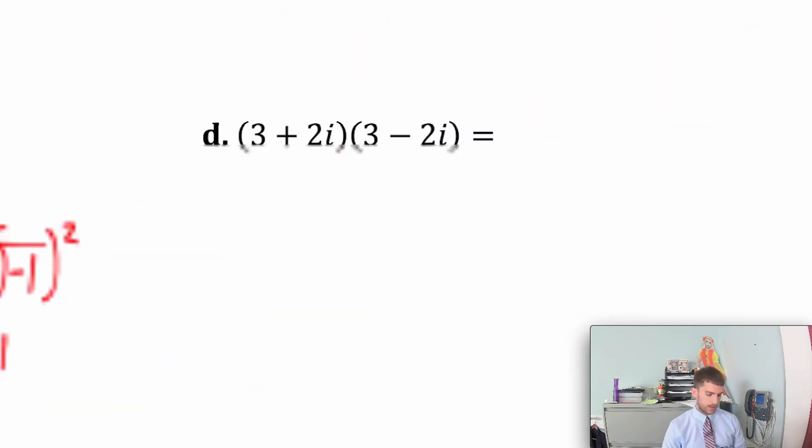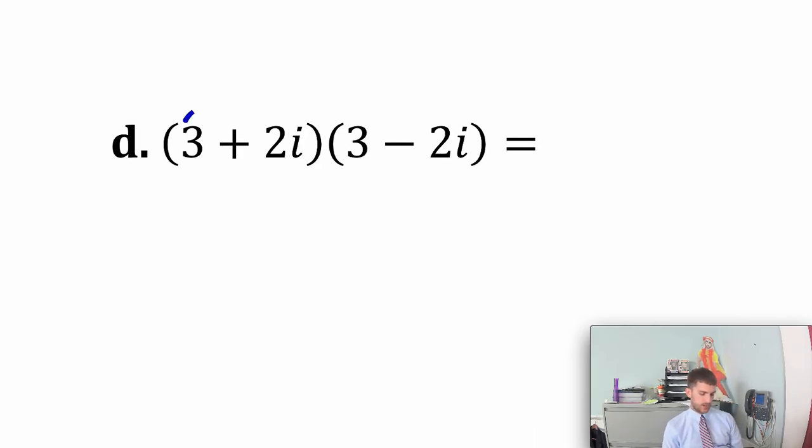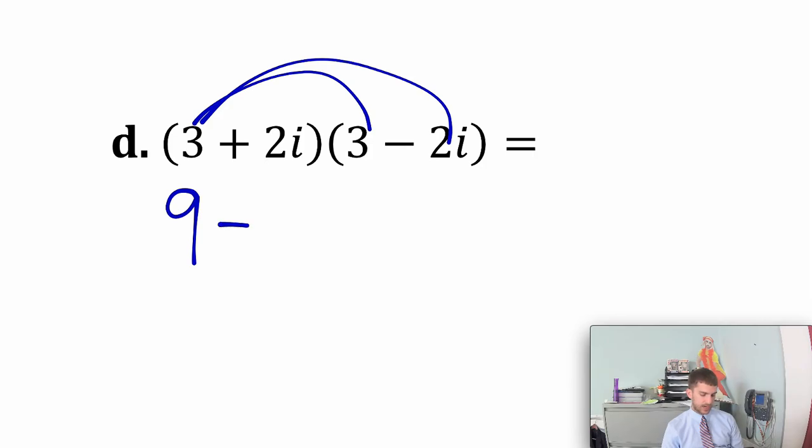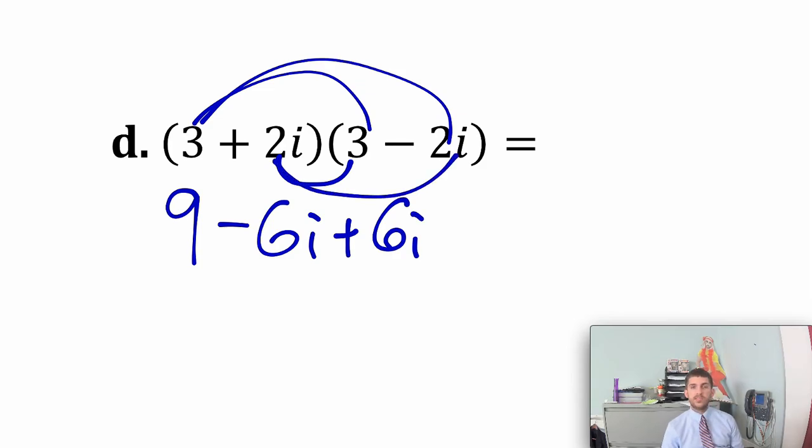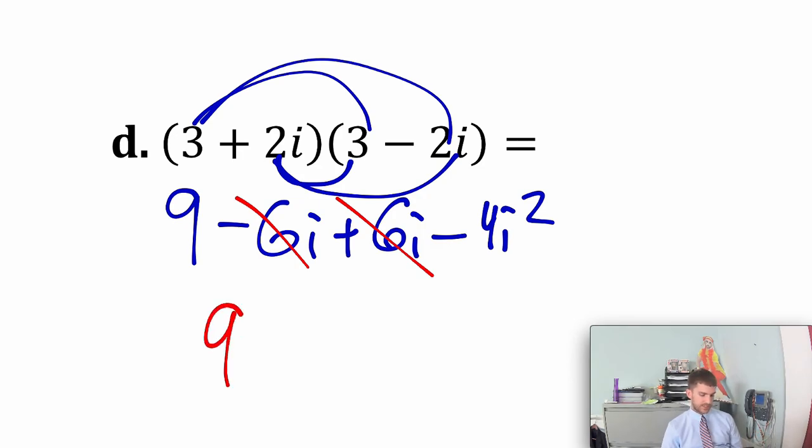Here we go. So distributing again. So we got 3 times 3, which is 9, 3 times negative 2i, which is negative 6i, 2i times 3, which is positive 6i, and 2i times negative 2i, giving us negative 4i squared. Just like we would do with the variable expression, the negative 6i and the positive 6i, they're like terms, they cancel out. So we're left with just 9 minus 4i squared.